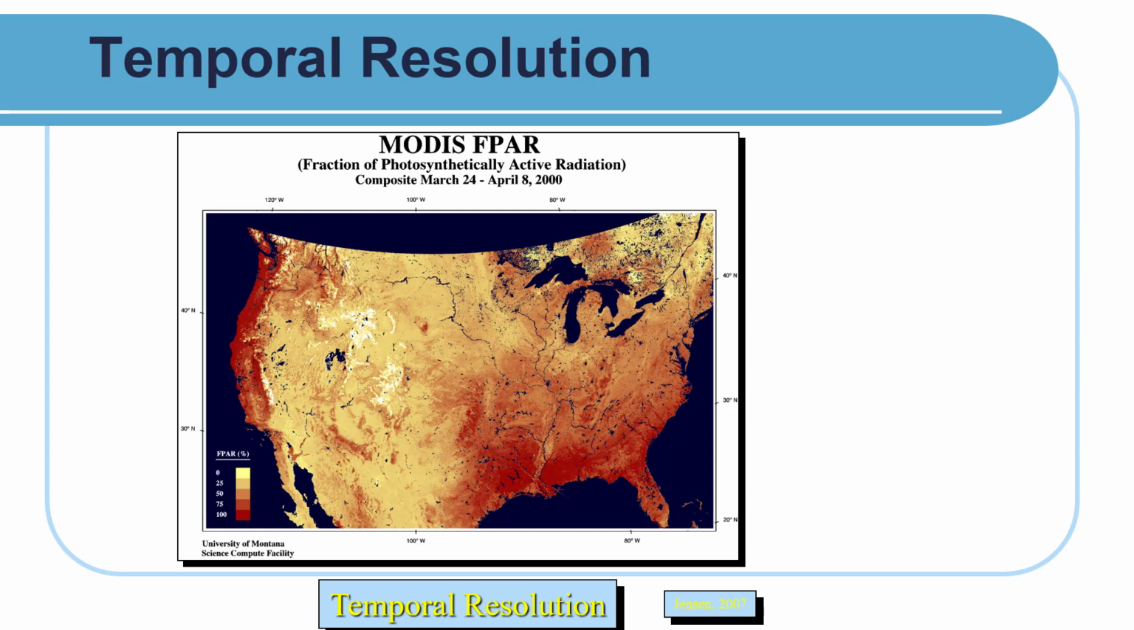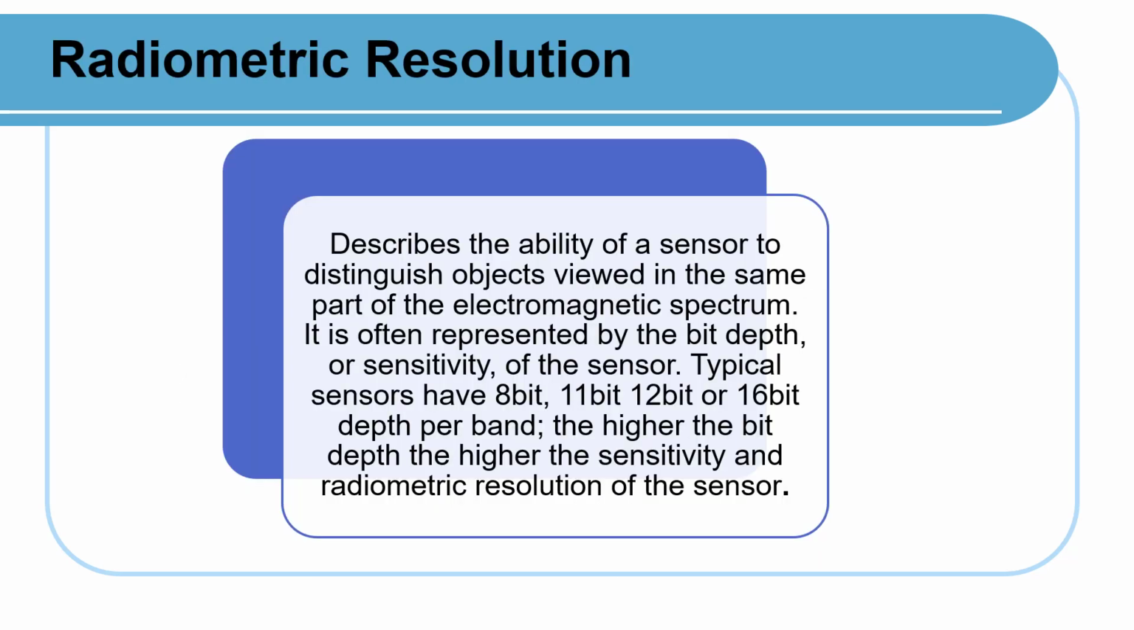Here's another example of temporal resolution being important. This is a MODIS image of photosynthetically active radiation, and this is showing the amount of photosynthesis that is being performed by the different vegetation types in the United States.